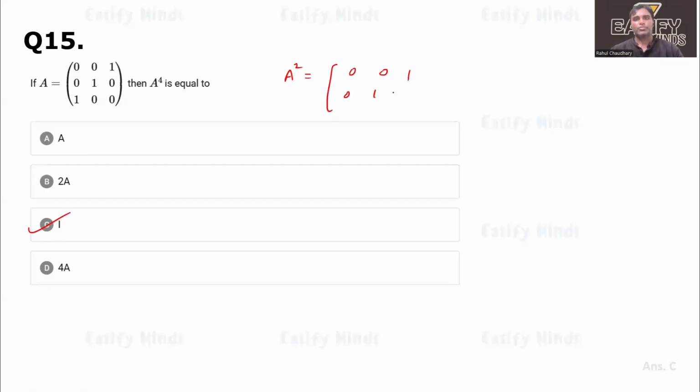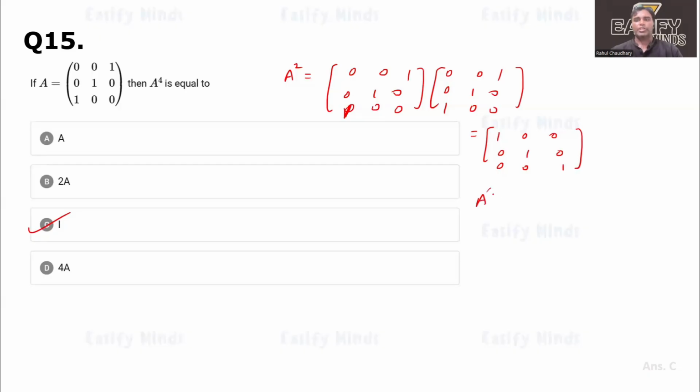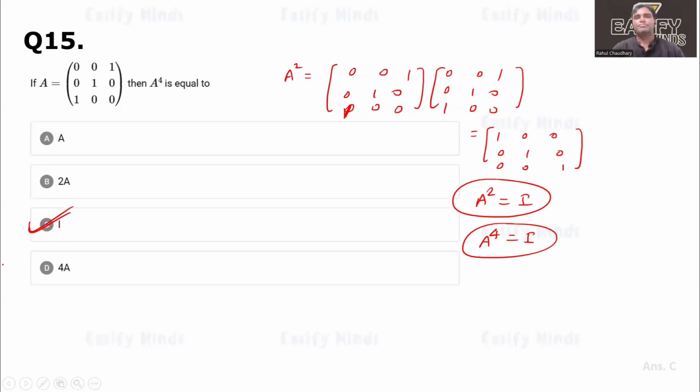0 0 1, 0 1 0, 1 0 0. So we are getting here 0 0 1, 0 1 0, 1 0 0. So now A square is I. So if I increase the power, nothing will happen. I will remain I. So this is I. Option C. Clear? Very much easy it is. So far all 15 questions clear.